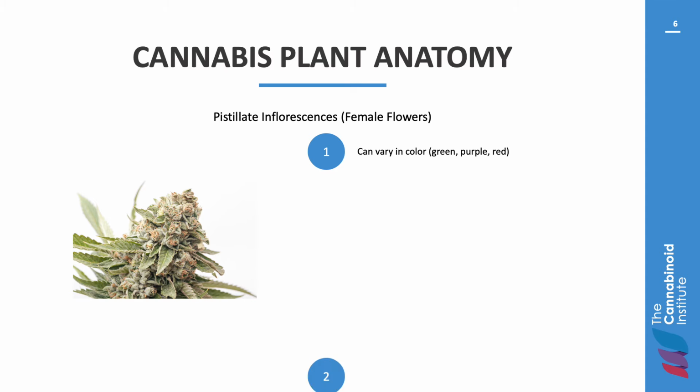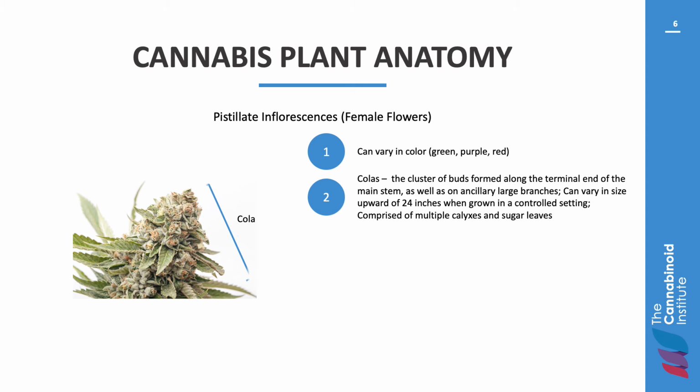The colas of the flower are the cluster of buds formed along the terminal end of the main stem as well as on ancillary large branches. Colas can vary in size upward of 24 inches when grown in a controlled setting. The colas are comprised of multiple calyxes and sugar leaves.